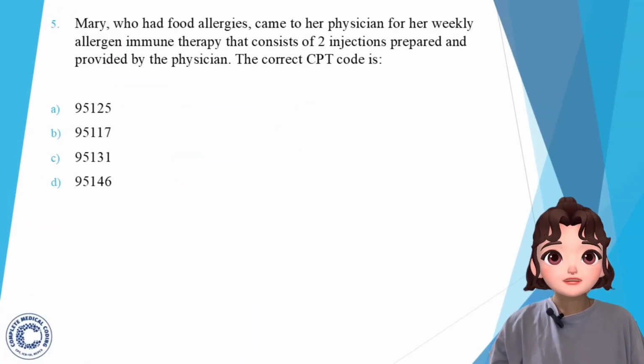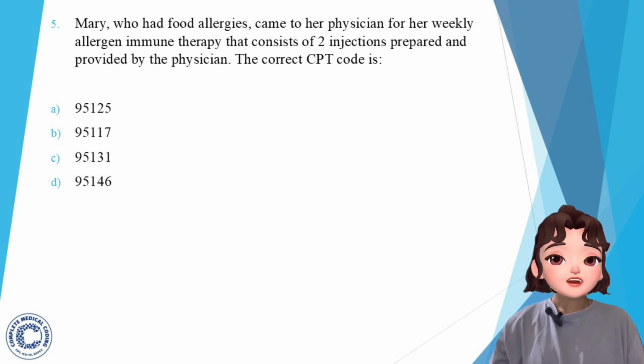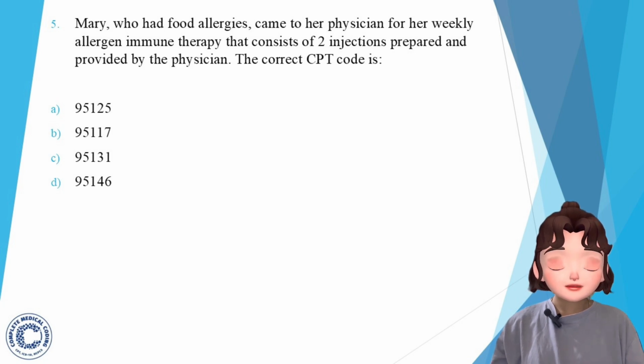Let's look into one more question. Fifth question. Mary, who had food allergies, came to her physician for her weekly allergen immune therapy. Allergen immune therapy, okay? That consists of 2 injections prepared and provided by the physician. The correct CPT code is. So here you have to code for the allergen immunotherapy. Allergen immunotherapy comes in the Medicine chapter, starting with 95 codes. Okay, let's look into the codes one by one.